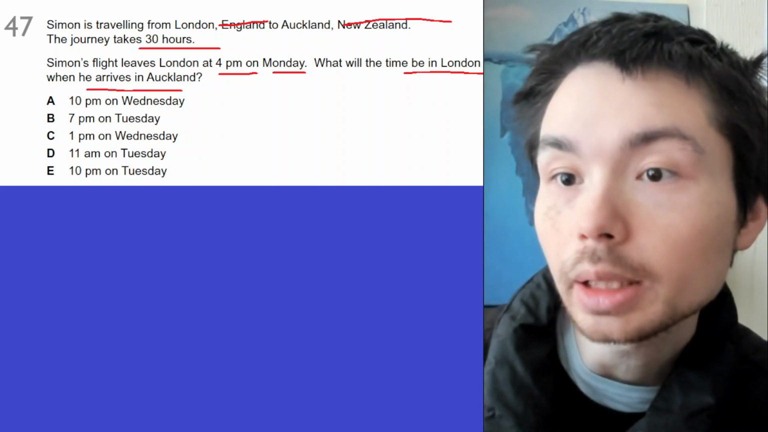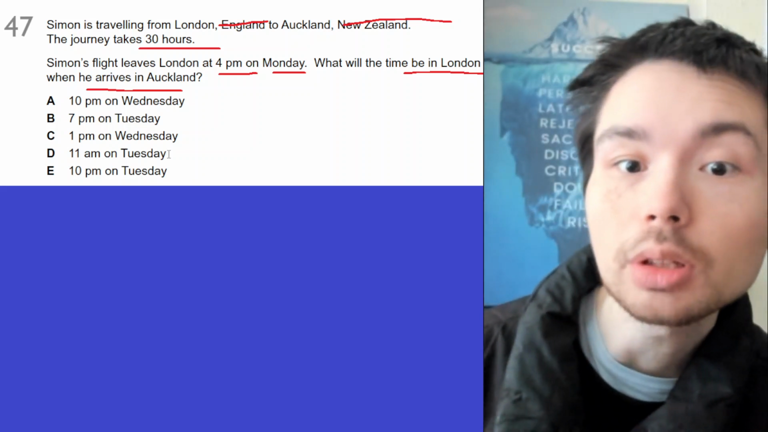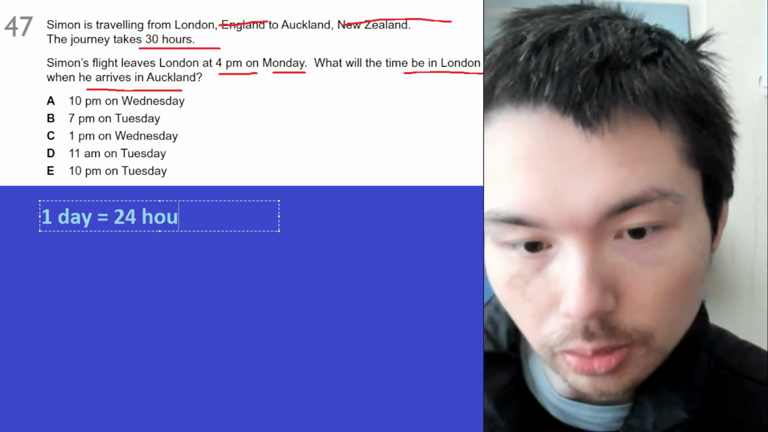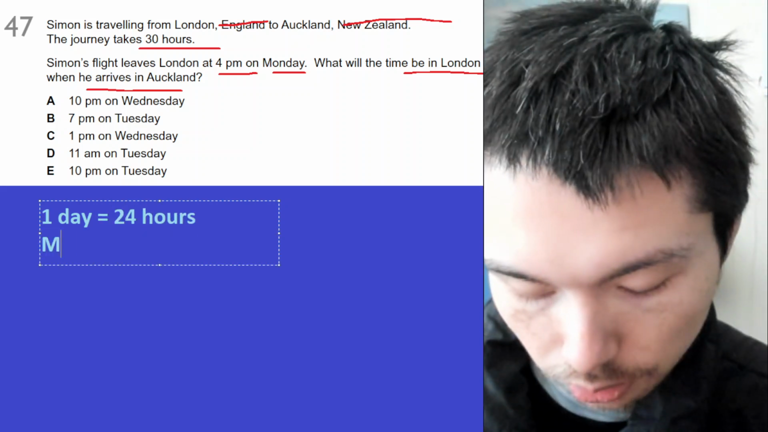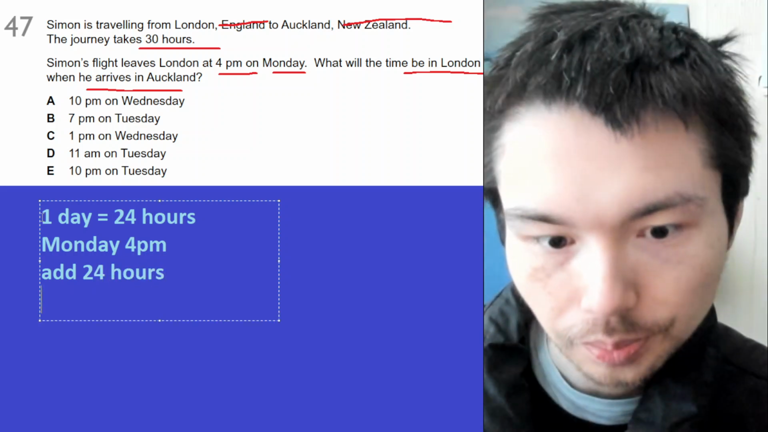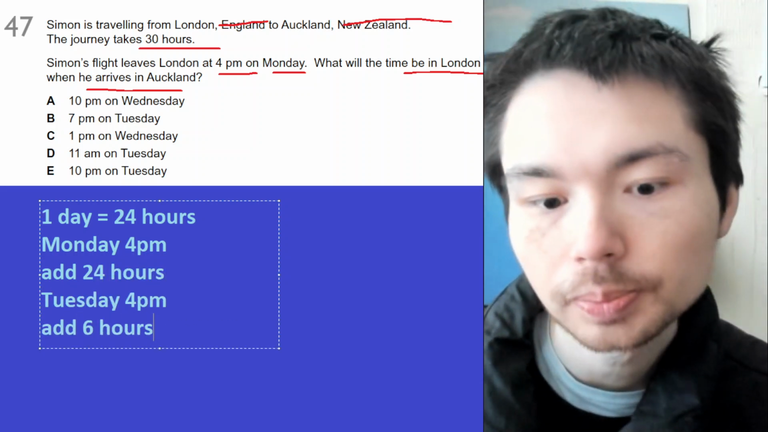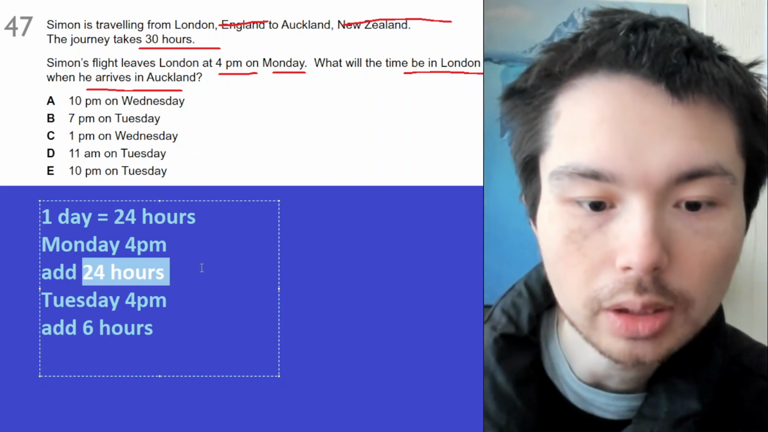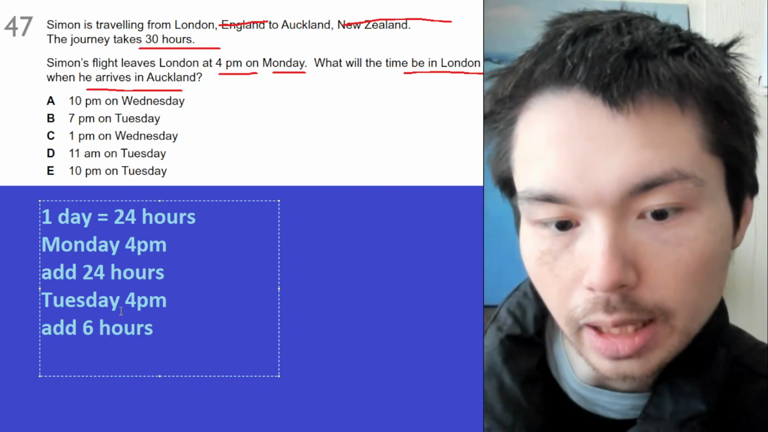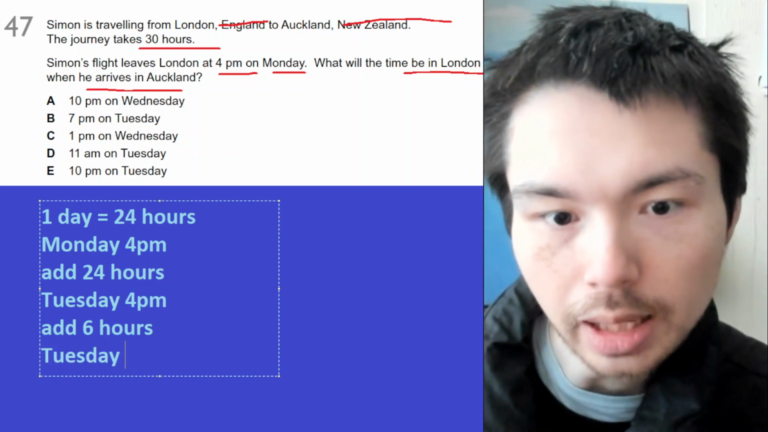Okay, let's keep adding hours. And what's a good one to add? 24 hours. Why? Because 1 day is equal to 24 hours. Start off Monday 4 p.m. Add 24 hours. Tuesday 4 p.m. Add 6 hours. 24 plus what is equal to 30? You need to add another 6 hours to 4 p.m. So this will be 4 plus 6 is 10 p.m.